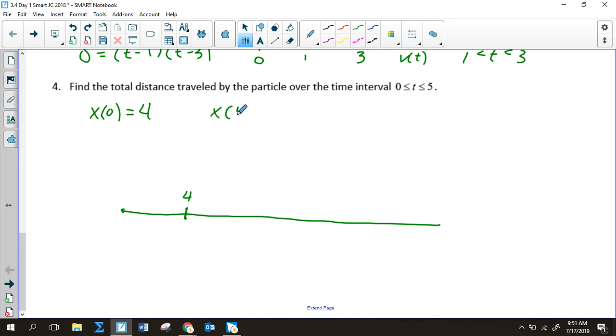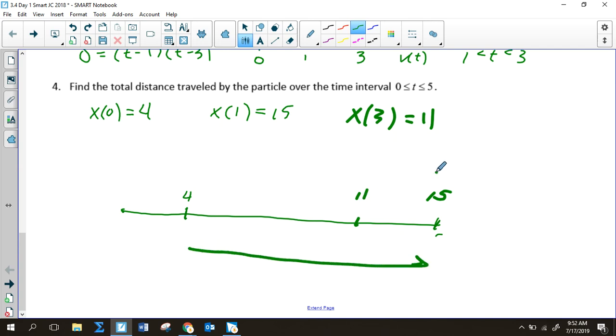Then at time equals 1, calculating it out, I get 15. So the particle travels from 4 all the way out to 15. And then at time equals 3, when I calculate that, I get 11. So what that means is the particle moves backwards to 11. So it goes from 4 to 15 and then back to 11.